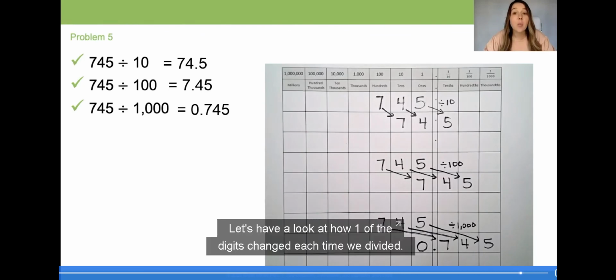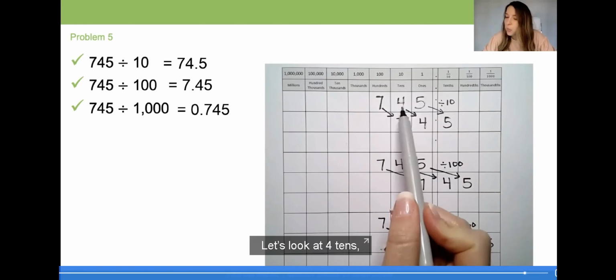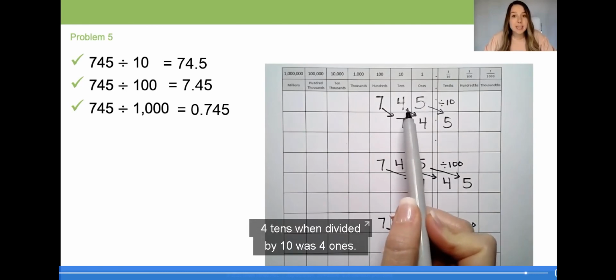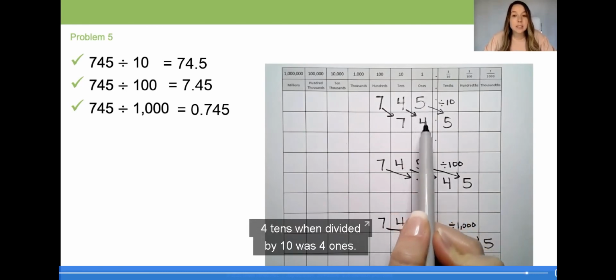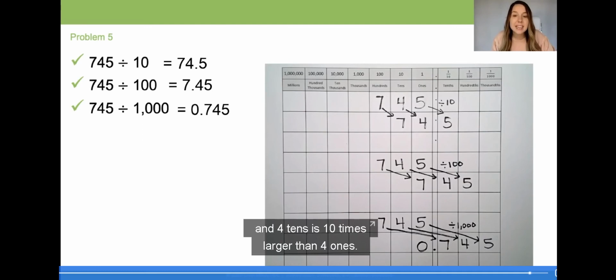Let's have a look at how one of the digits changed each time we divided. Let's look at 4 tens. 4 tens, when divided by 10, was 4 ones. So 4 ones is 1/10 as large as 4 tens. And 4 tens is 10 times larger than 4 ones.